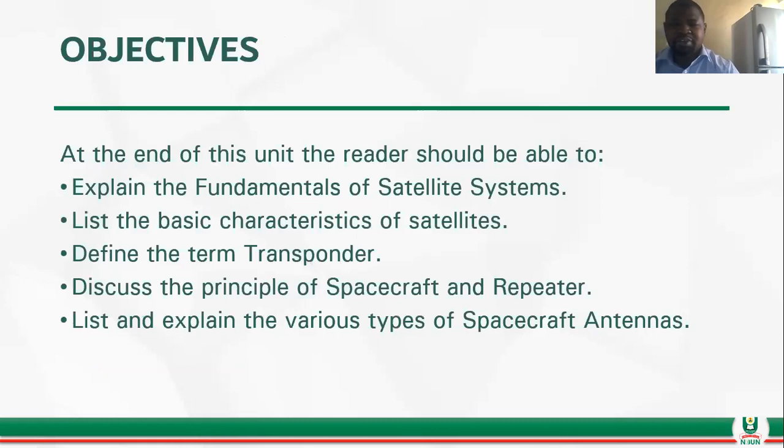The objective, at the end of this unit, you are expected to be able to, one, explain the fundamentals of satellite systems, and you should be able to list the basic characteristics of satellites. And then you should be able to define the term transponder. Then you should also be able to discuss the principles of spacecraft and repeater, and then list and explain the various types of spacecraft antennas.